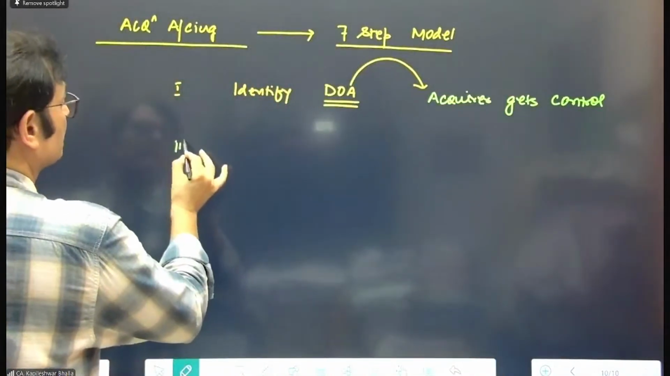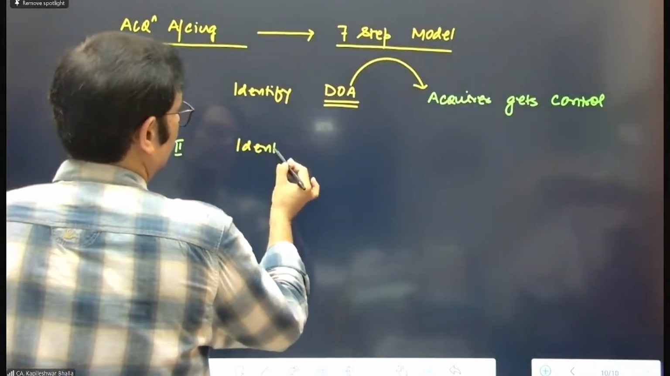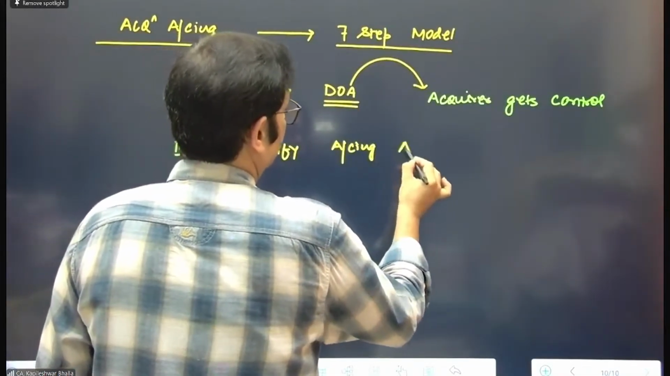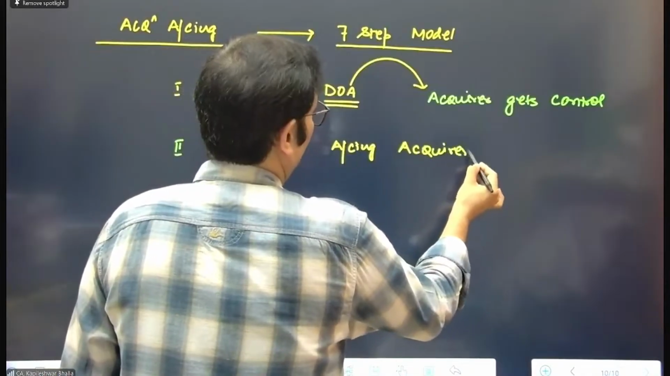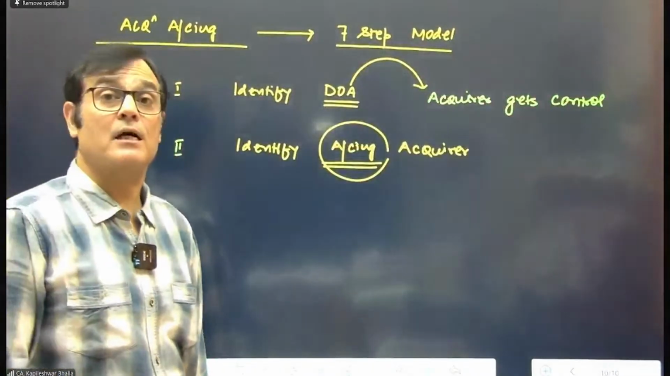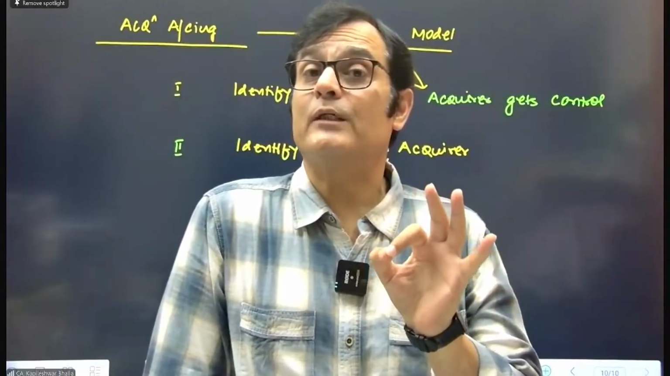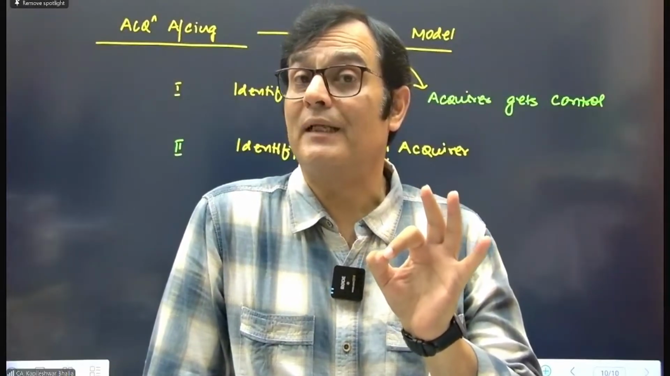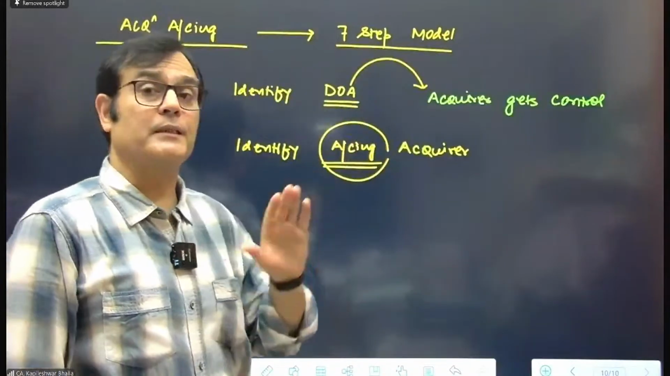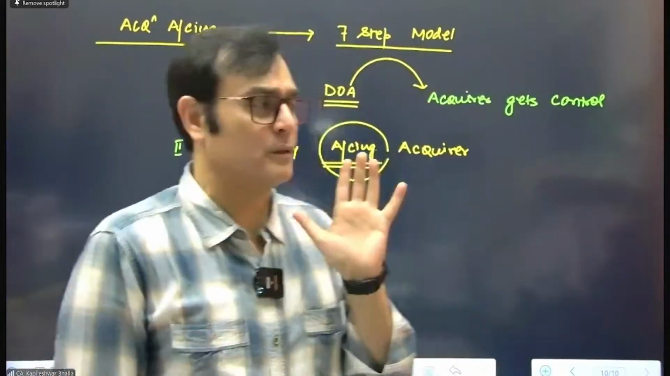Then we go on to step number 2. In step number 2, we need to identify what we call the accounting acquirer, not the legal acquirer. It is this step which will help you decide whether acquisition accounting or a reverse acquisition would apply. This is a very crucial step, because once a transaction is happening between unrelated parties, this step will tell you whether acquisition accounting or a reverse acquisition would apply.